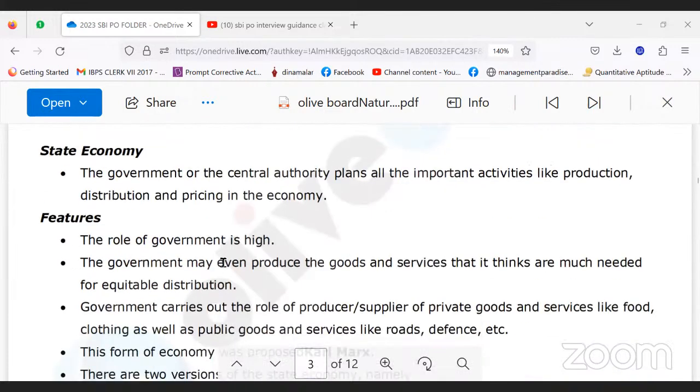State economy. In a state economy, the government or the central authority plans all the important activities like production, distribution, and pricing in the economy. Features: The role of government is high. The government may even produce the goods and services that it thinks are much needed for equitable distribution. Government carries out the role of producer and supplier of private goods and services like food and clothing, as well as public goods and services like roads, defense, etc.